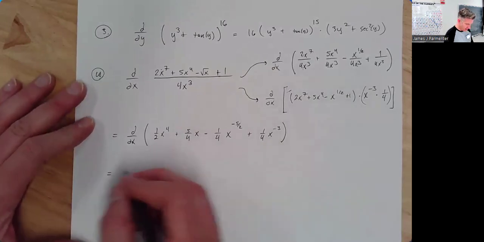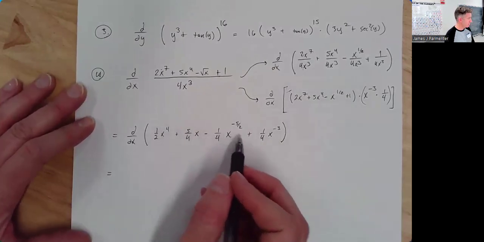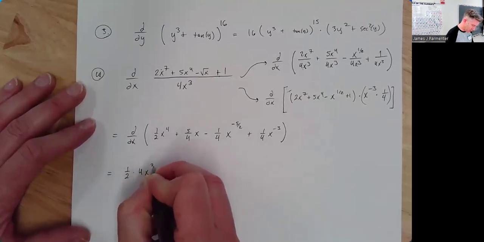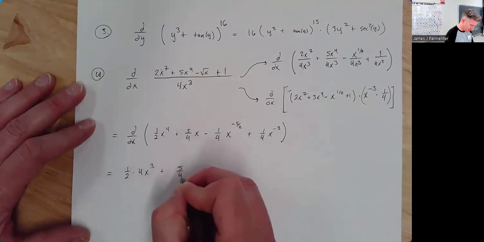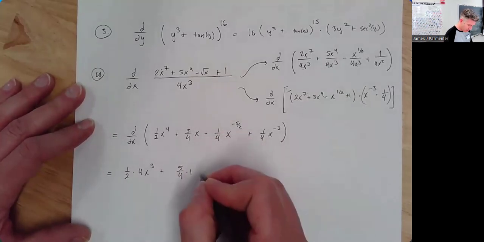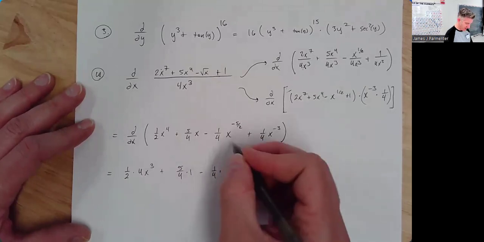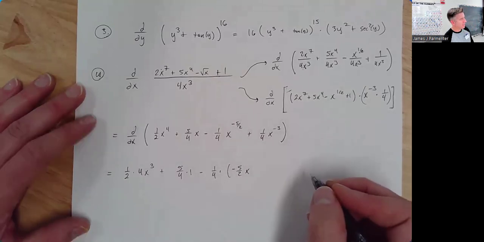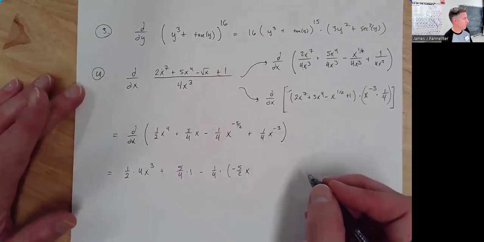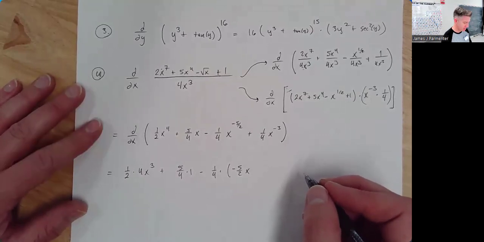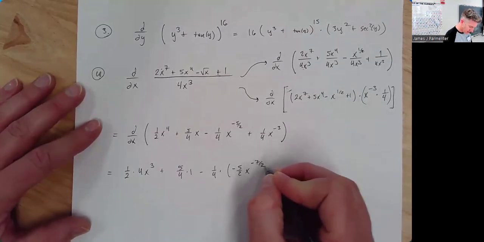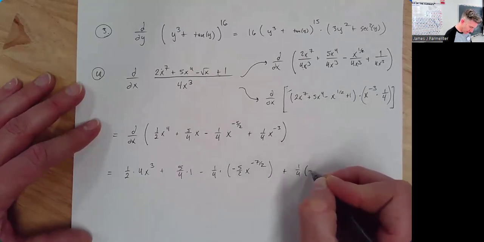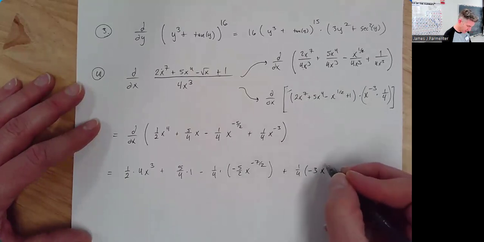So we're going to get, now let me write it this way. I'm going to think of all these constants just hanging out in front. So I'm going to get 1/2 times 4x cubed plus 5/4 times the derivative of x is 1, minus 1/4 times the derivative of x to the negative 5/2, which is negative 5/2 times x to the negative 5/2 minus 1, which is negative 5/2 minus 2/2, which is negative 7/2. And finally, plus 1/4 times negative 3 times x to the negative 3 minus 1, which is negative 4.